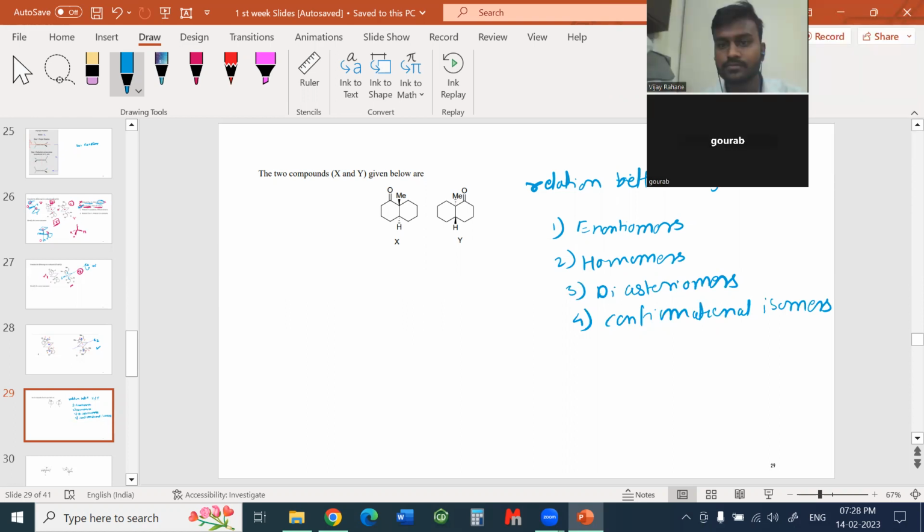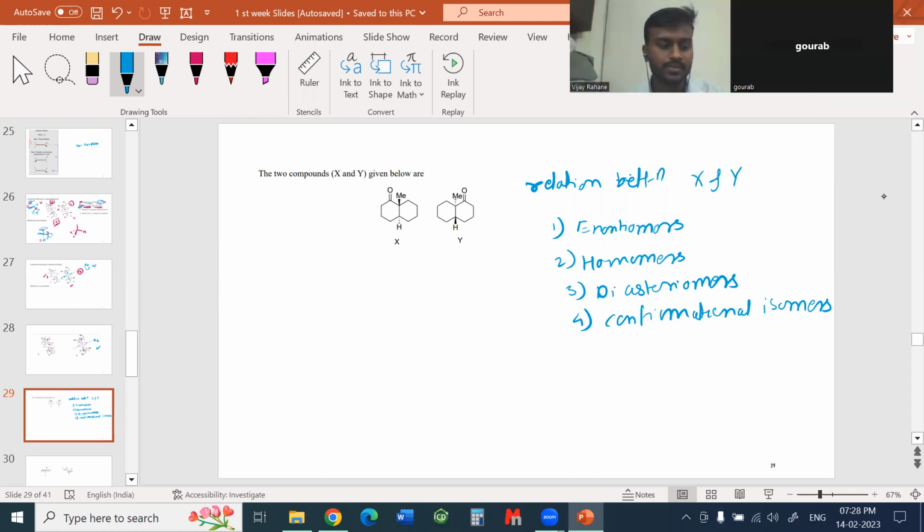Conformational isomers. To understand this one, we need to draw the molecule first in the boat form, right? Whenever such types of systems are there, we should always draw the molecule in the boat form, and only then consider this. So first we'll draw one ring, let's check the X molecule first.